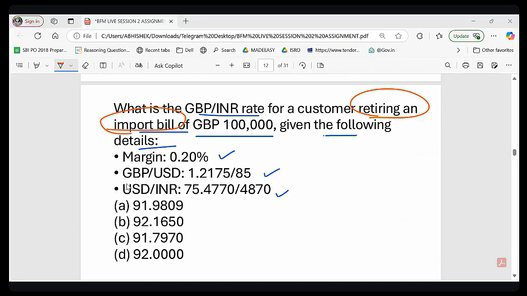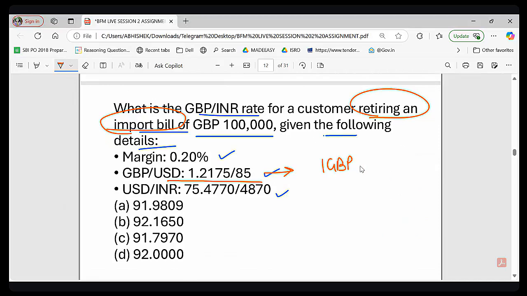So friends, now let's calculate this step by step. Let me explain some key terms here. As you can see, some key terms are GBP per USD. You can see written here GBP per USD. What it means? It means the price of 1 GBP in USD, US dollar. Similarly, USD per INR is the price of 1 US dollar in INR, right? And finally, there is some margin.